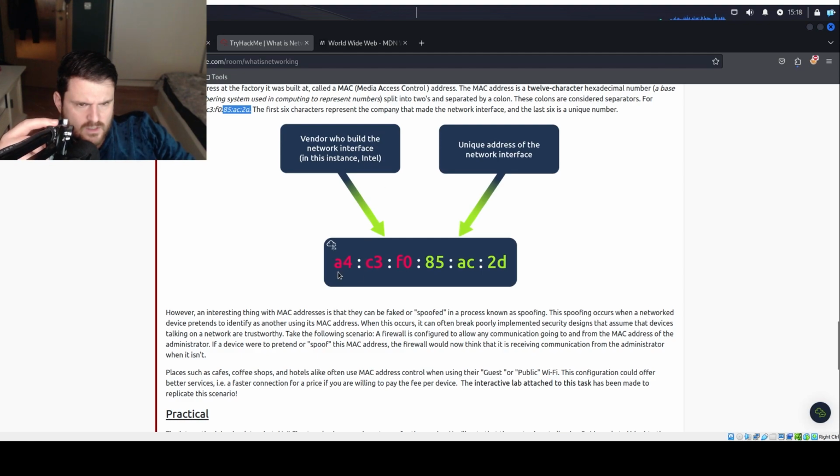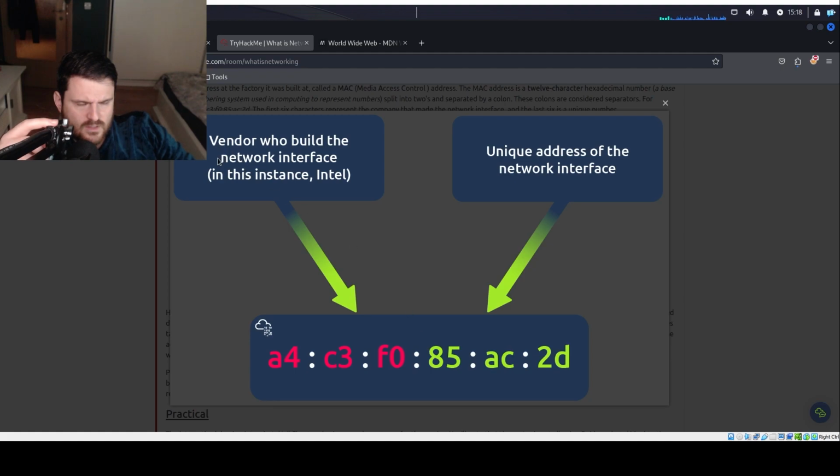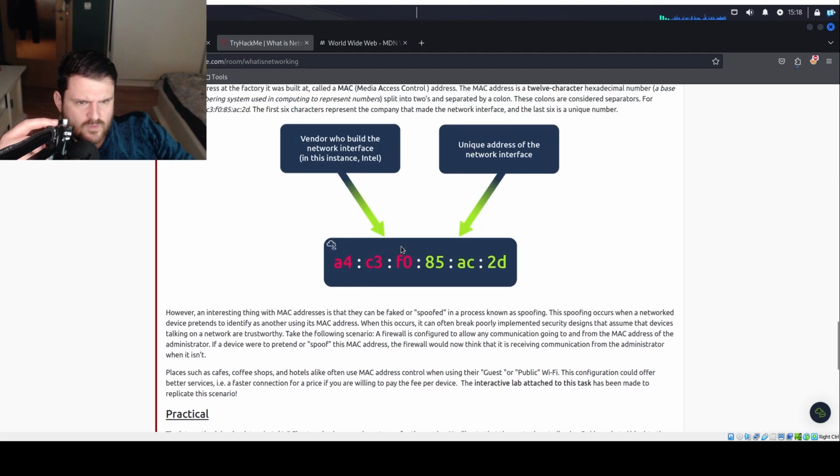Okay, we have the same example over here. So it's Intel, the vendor of the network interface, and we can identify it by the first 6 characters and the unique number.